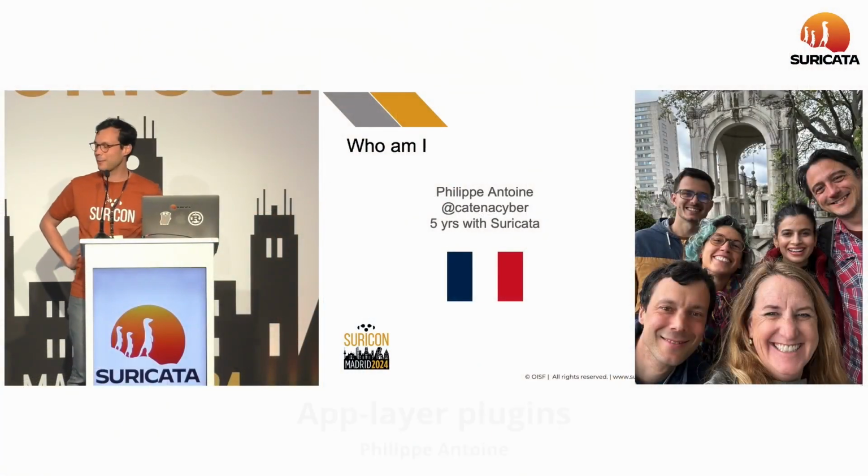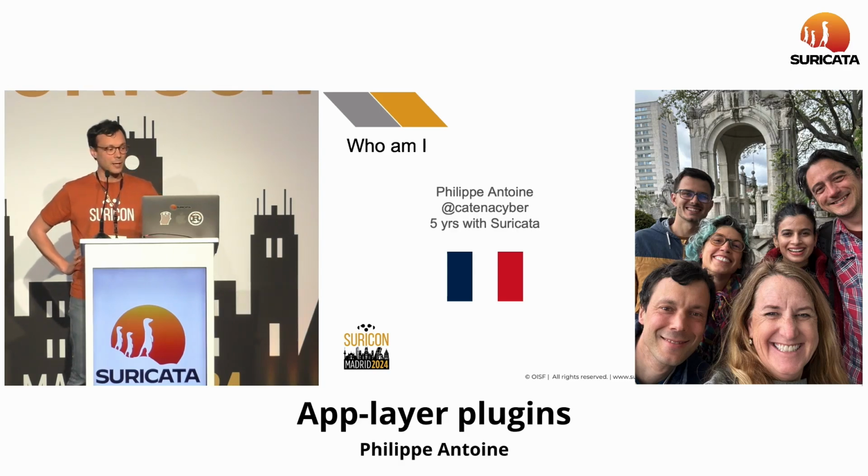So first, words of introduction. I am Philippe Antoine. You can also know my GitHub handle Catena Cyber, which is the name of my French company. And I have been a part-time Suricata developer for 5 years now. I love open source, network traffic analysis, cybersecurity, and fuzzing. If someone wants to talk about fuzzing, or about Suricata or other projects, I would love that.